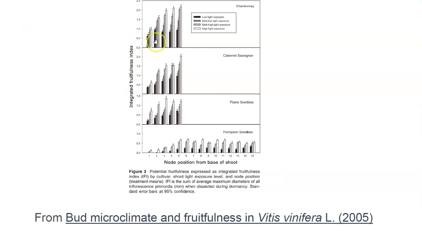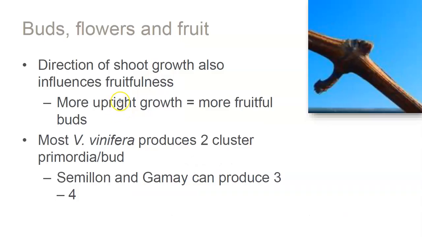That's important for understanding your trellising. You don't want trellising that's going to cause a lot of shading of your buds, because then you can have lower yields, as well as a lot of other issues. Also, generally if shoots are growing upright, they tend to be more fruitful than if they're growing downward. In a vertical split canopy trellising system, the buds on the downward growing shoots will be less fruitful than the ones growing upward.